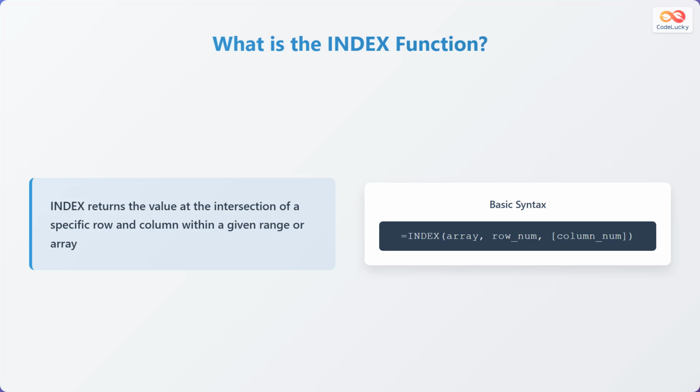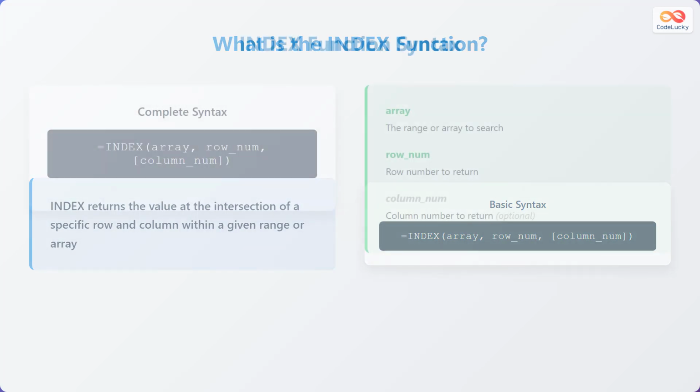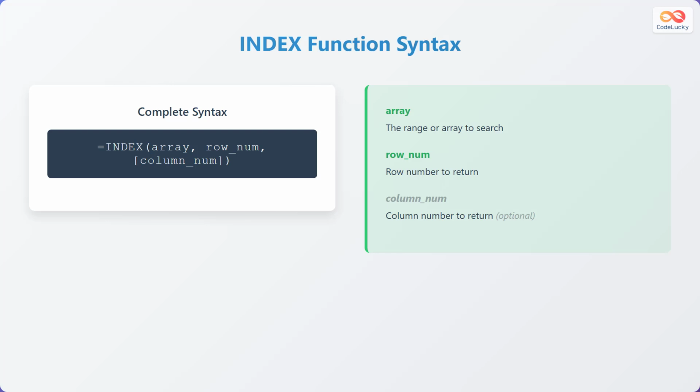array. The basic syntax is =INDEX(array, row_number, column_number). The complete syntax of the index function is =INDEX(array, row_number, [column_number]). The array is the range or array to search. The row number is the row number to return. The column number within square brackets is the column number to return, and it is optional.